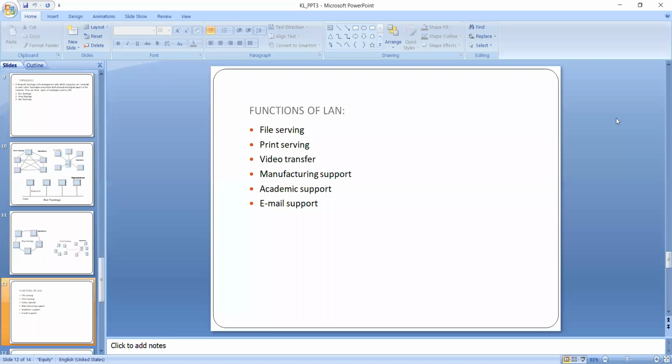Next, the third function is video transfer. High-speed local area networks are capable of supporting video images and live video transfer. It is used in manufacturing support. If it is used in plants and industries, it supports the computing network and makes things easy in industries, thereby providing manufacturing support. And academic support. Academic support means LANs are used in educational institutions like ours, in order to exchange information and resources. And it also provides email support.